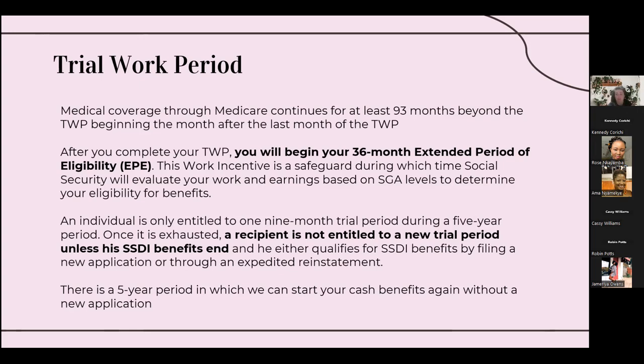During this period, the person continues to receive their benefits regardless of earnings and also gets their earnings. Medical coverage through Medicare is continued for at least 93 months beyond the 9-month period, beginning the month after the last month of the trial work period. So if the trial work period ends in March, then the 93 months where they still get Medicare starts April.